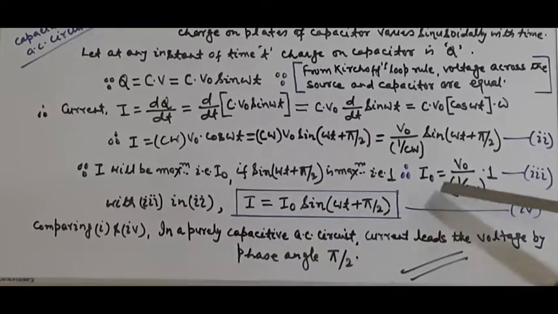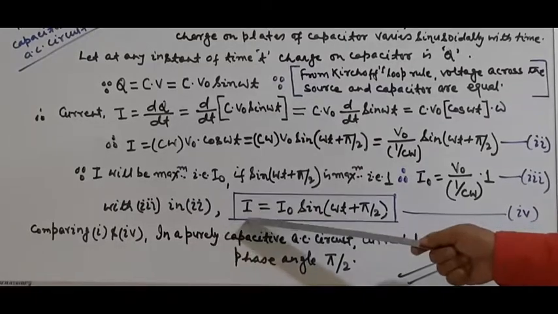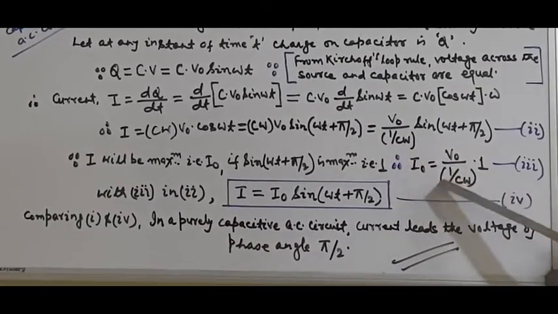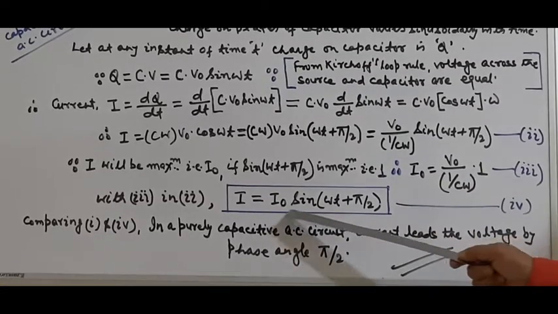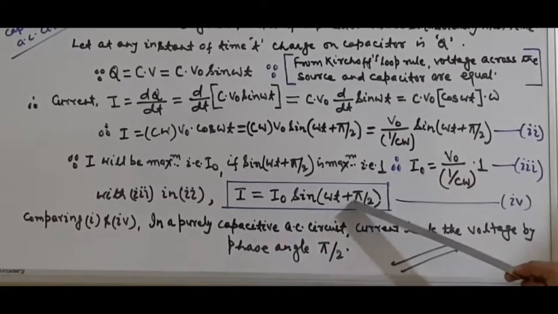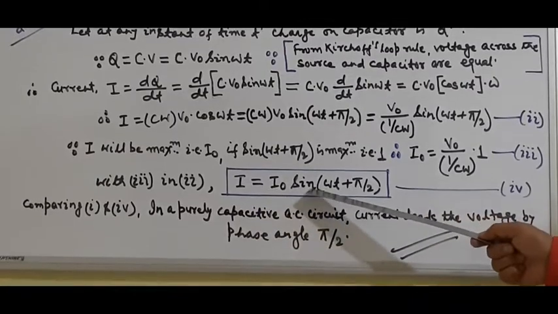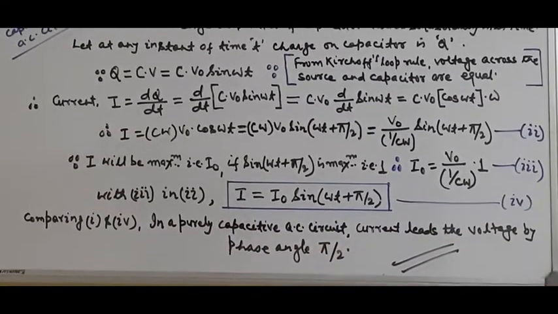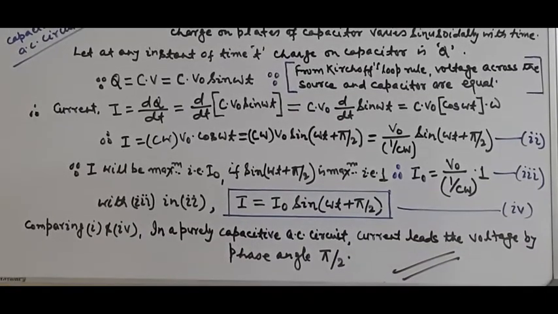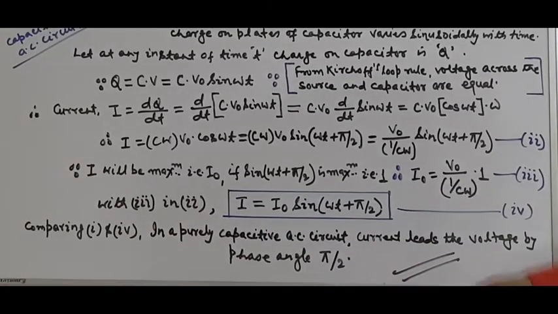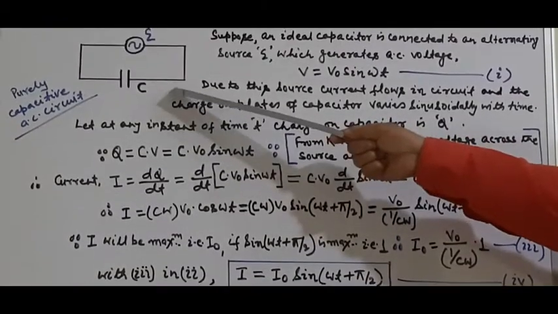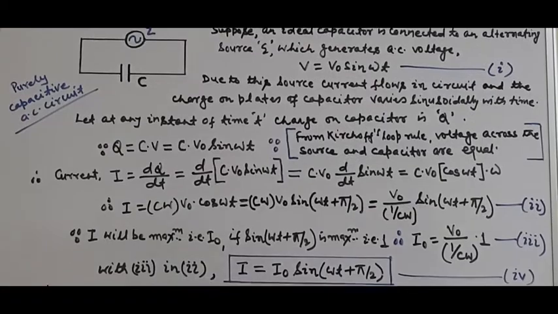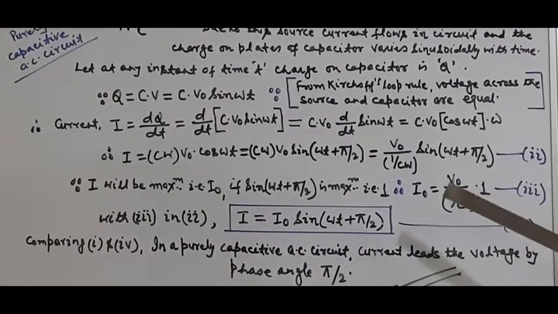Put this equation number 3 in equation number 2. What is the result? Putting this in, we get I is equal to V naught by 1 by C omega, here we can put I naught, and sin(omega t plus pi by 2) as it is. So I is equal to I naught sin(omega t plus pi by 2), where I naught is the peak value of current. This equation 4 gives the instantaneous value of current flowing through the capacitor C when it is connected with an alternating source of EMF E.